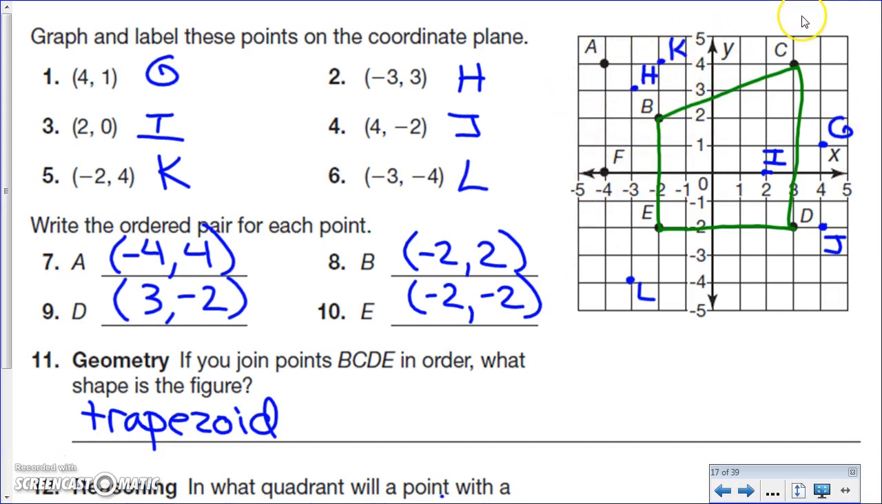And we know the quadrants start and they're labeled 1 where it's positive, positive. And then it gets labeled in a counterclockwise direction. They're always labeled with Roman numerals. So negative x, positive y is in quadrant 2.